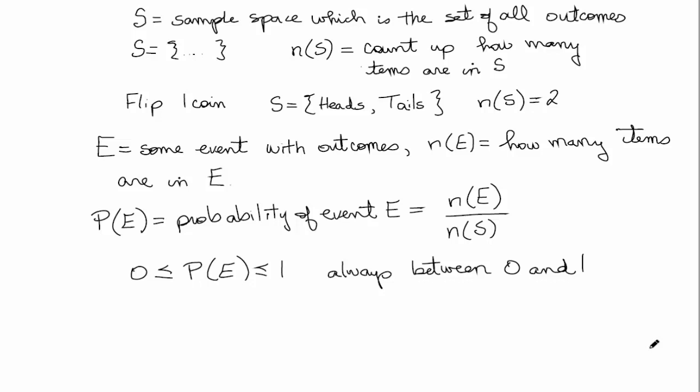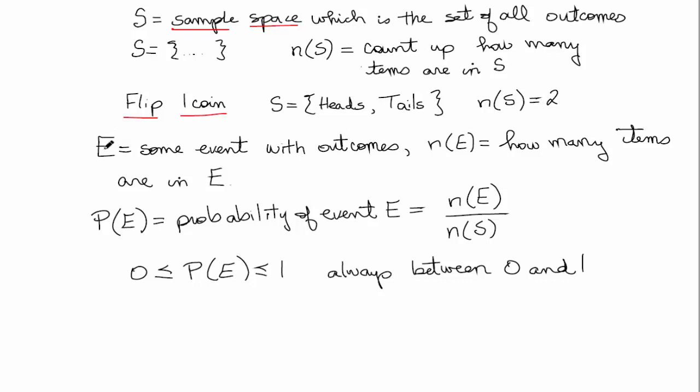Whenever we talk about probability, what's important to talk about is S, which is the sample space. The sample space is a set, and it contains all the outcomes that could occur. When you see N of S, that's a count of how many things are in S. So suppose I'm going to flip a coin. When I flip the coin, what can happen? Well, I can get heads or tails. And so the number of items in set S is 2.